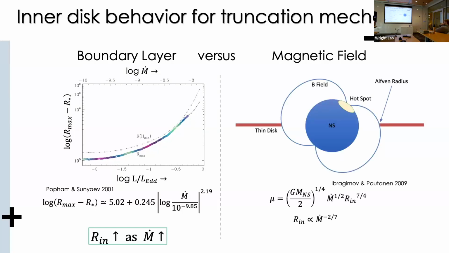Conversely, as you increase your mass accretion rate onto a magnetic field, you're going to have more ram pressure, so you move the disk inwards. Because these act in an opposite manner, if we can observe a system we know is truncated over a number of different observations that happen to probe different parts of its luminosity, then we can determine if the magnetic field or the boundary layer is at play.